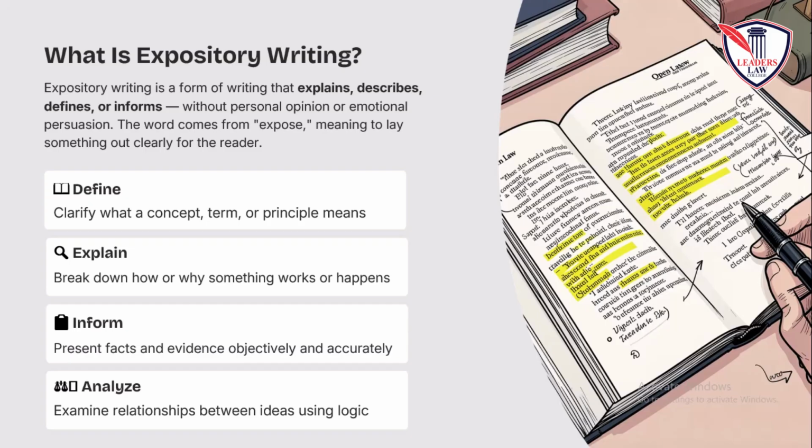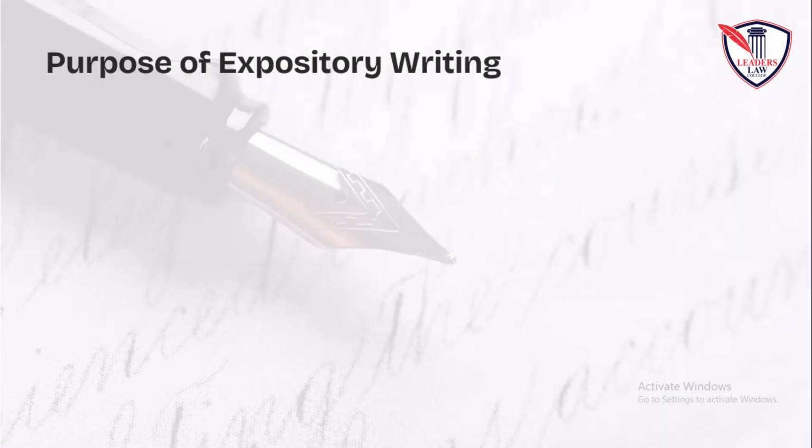As we learn from the definition, expository writing is writing without our personal opinions. So it is basically an objective kind of writing where you are not supposed to interpret a thing according to your emotions or your feelings. It is fact based, accurate writing where you define something, explain something, and inform readers about something accurately and objectively.